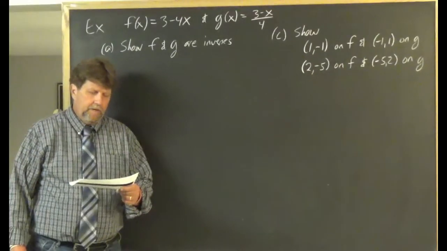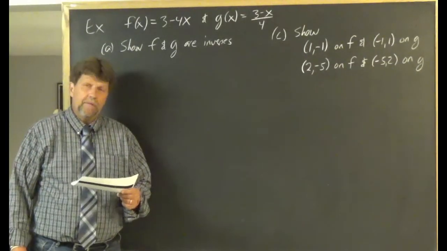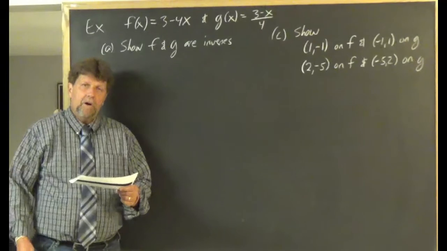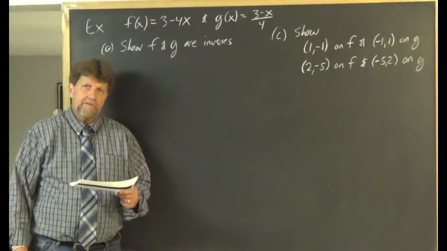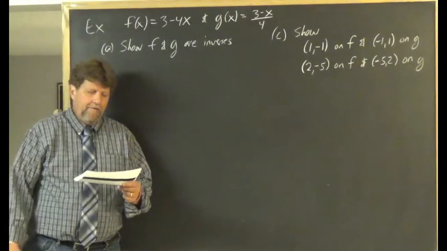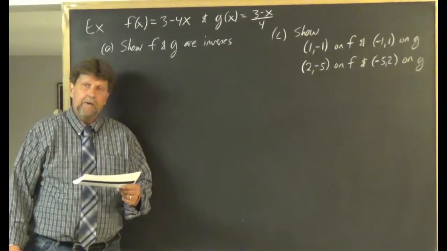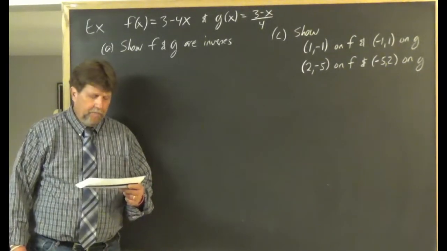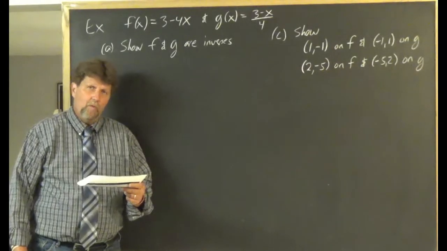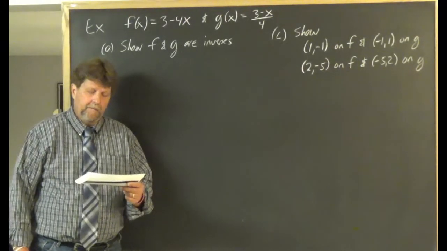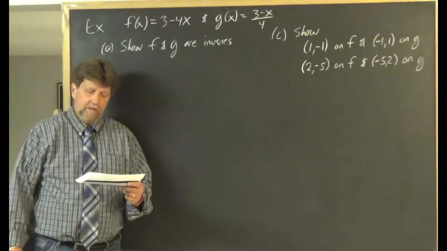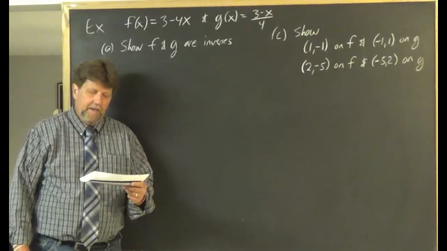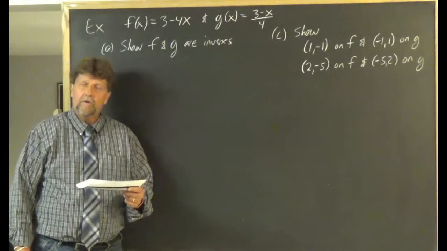Hey folks, in this example, I gave you the functions f of x equals 3 minus 4x, and g of x equals 3 minus x over 4. Part A, I asked you to show that f and g are inverses of each other. Part B, graph f and g to see the graphs are symmetric about the line y equals x. I'm going to do that back on the slide so I can call up my graphing calculator. Then part C was verify that the point (1, -1) is on the graph of f, and the point (-1, 1) is on the graph of g, as well as the point (2, -5) is on the graph of f, and the point (-5, 2) is on the graph of g.